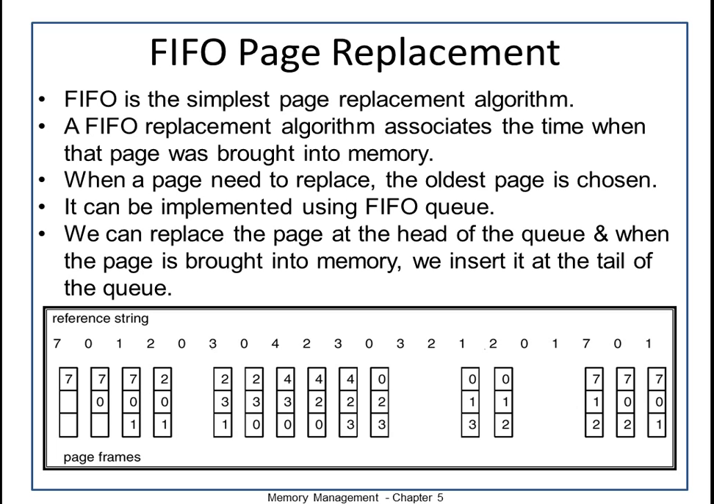Now the fourth page required is 2. Now we need to select a frame whose page will not be required immediately. So for that we will select the page which entered first into the main memory. So out of 7, 0, 1, page 7 entered first into the main memory, so that will be selected for replacement.